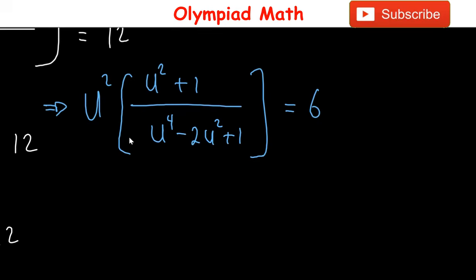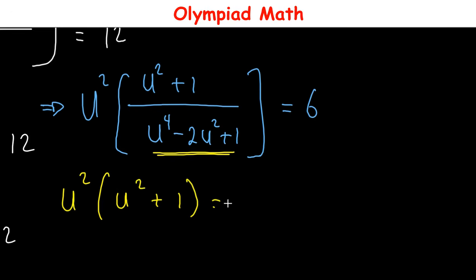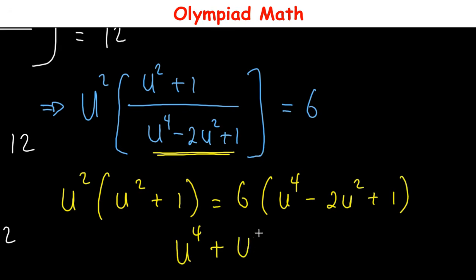Okay, so good. Next, multiply this equation by the denominator, which is u^4 - 2u^2 + 1. This becomes u^2 (u^2 + 1) = 6(u^4 - 2u^2 + 1). And from here, u^2 times u^2 is u^4, plus u^2, is equal to 6u^4 - 12u^2 + 6.